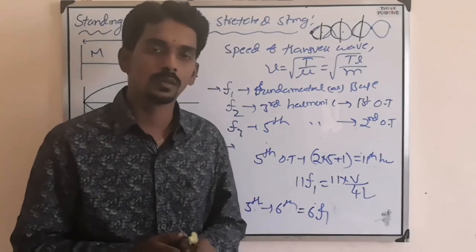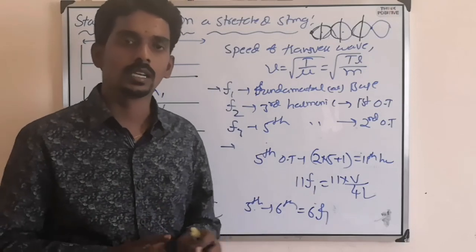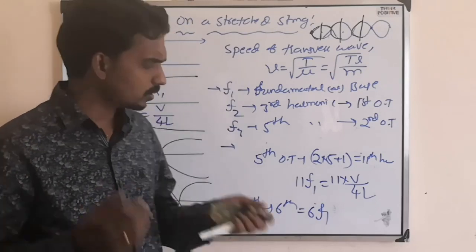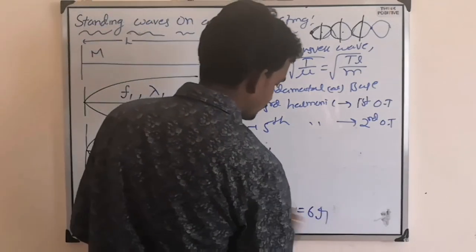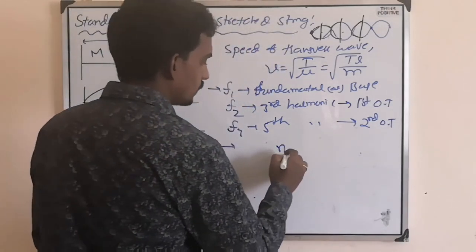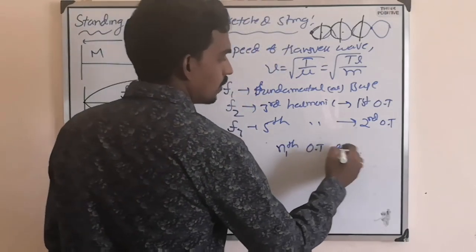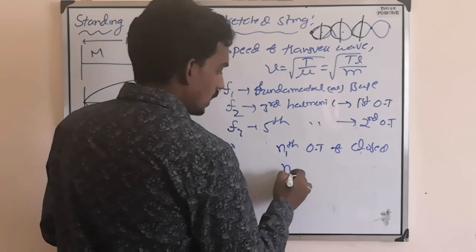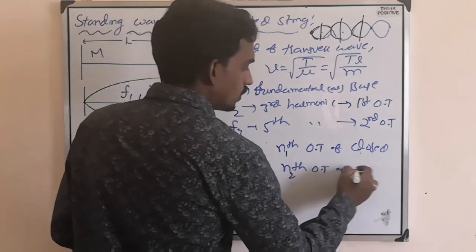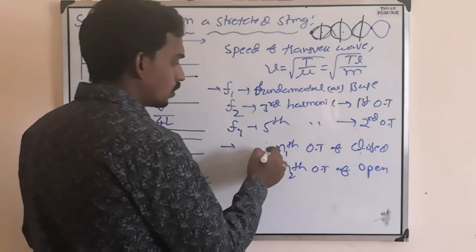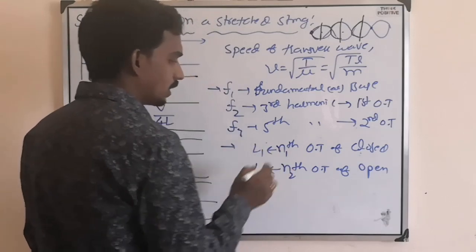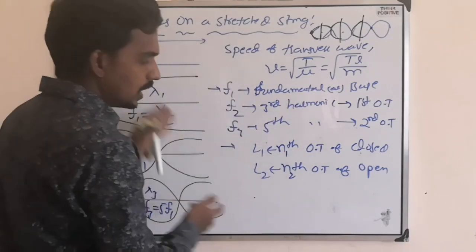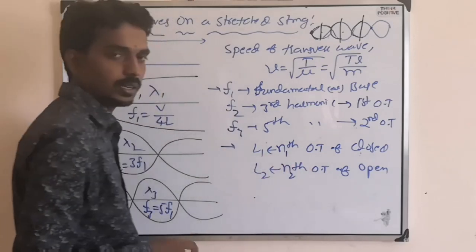So they can ask you the question based on like find the frequency of any particular overtone or any particular harmonic. Also sometimes they will ask you like this. Suppose n1th overtone of closed string. Closed means fixed between two supports. And n2th overtone of open string. And closed string length L1, open string length L2. Please try to understand. There are two strings. One is fixed between two supports. Another is only fixed at one end, open one.